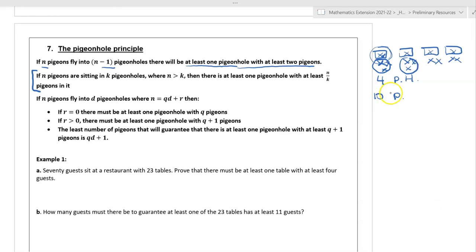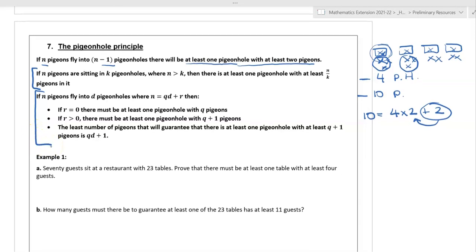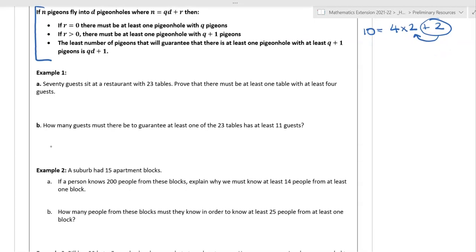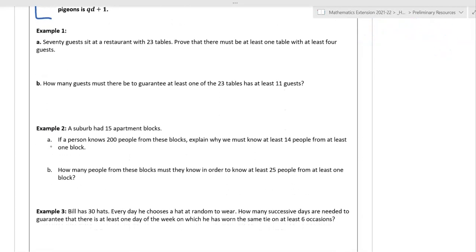What does that mean? I had 4 pigeonholes and 10 pigeons. So what will happen, since 4 times 2 is 8 with 2 remainder, we've got these extra 2 pigeons that will make the pigeon go in and create an extra one in the pigeonhole. And so we're just looking at basically divisibility. Anyway, that seems crazy. So let me show you an example and you'll see it's not too bad.